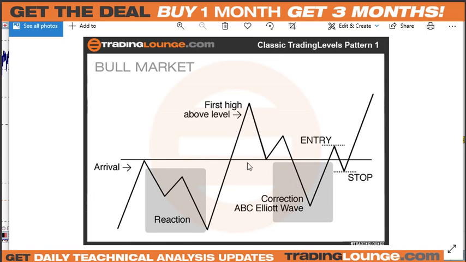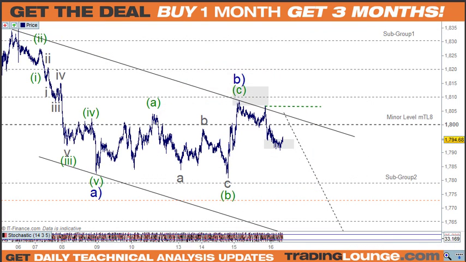So if this was the 1800 here, we would look at the arrival, the reaction, the first high above the level, the ABC correction, and then we can go long over here, or we can go long on the B wave here of the A, the B, and the C wave here. So this is putting our trader hat on. So we could look from this low as the arrival, the reaction, the first high above the level, the A, the B, and the C here. So we would need to go long here.